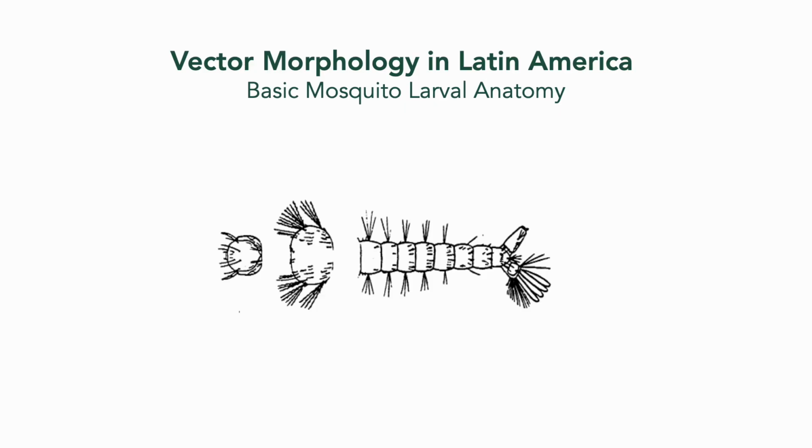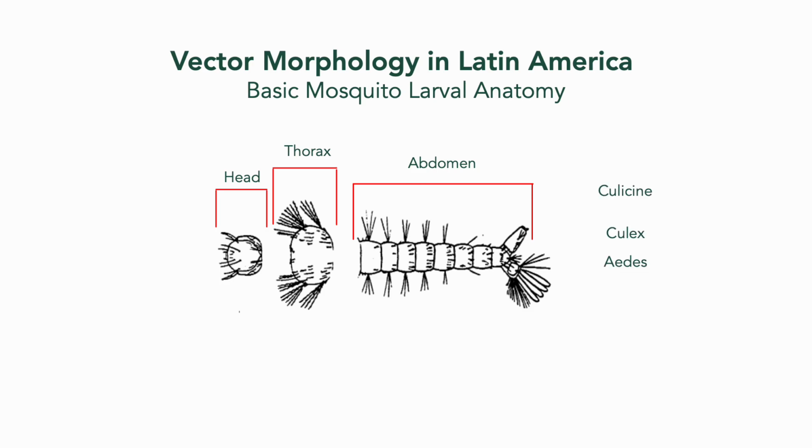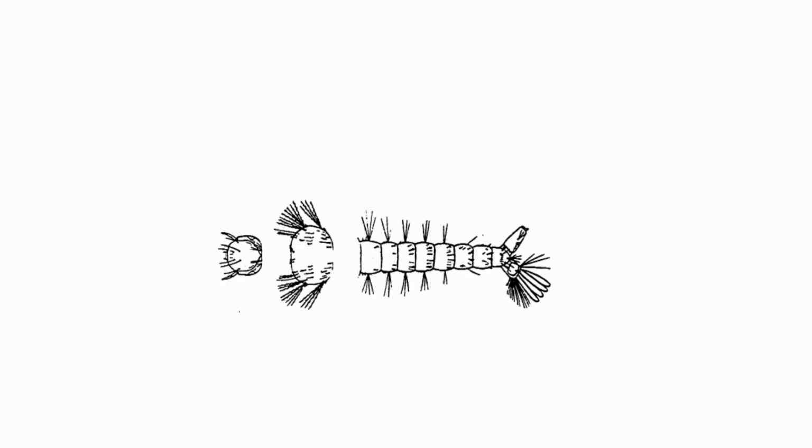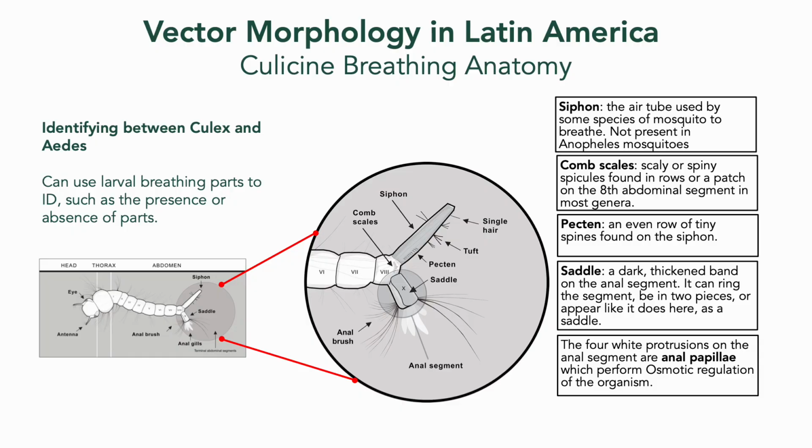Mosquito larvae share similar body structures consisting of a head, thorax, and abdomen, but key anatomical features are used for species identification. A critical distinction is the respiratory structure, as mentioned. Aedes and Culex larvae breathe through a siphon at the posterior end, whereas Anopheles larvae lack a siphon. To differentiate culicine larvae, researchers examine the anal segment for key structures such as the saddle, pecten spines, and comb scales. Using a dichotomous key supports accurate species identification based on these morphological traits.